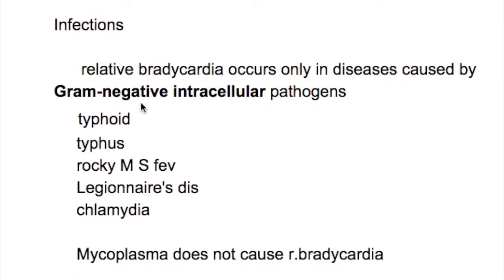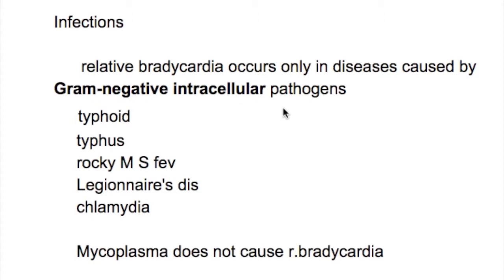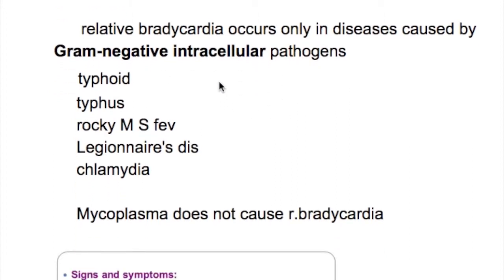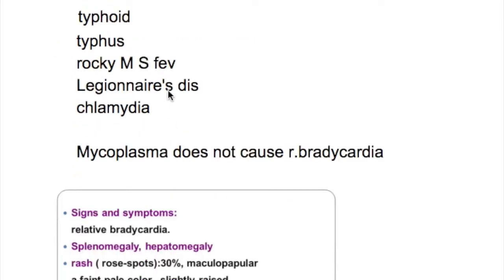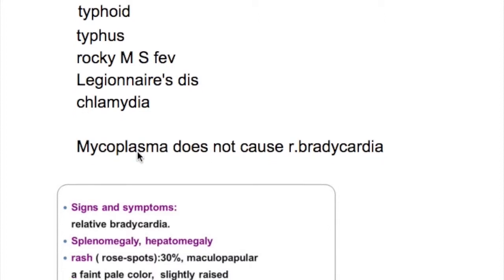The gram-negative intracellular pathogens cause relative bradycardia, and they are typhoid, typhus, Rocky Mountain spotted fever, Legionnaires disease, and chlamydia. The mycoplasma do not cause relative bradycardia.